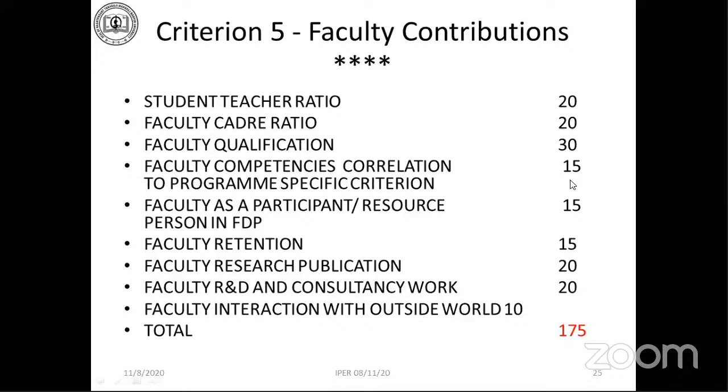This is the most important one, that is the faculty contribution. Whenever we are going for faculty contribution, most of the times here the things are associated with the management, because the appointment of the teachers and further subsequent things are associated with them. And we are saying here that the student teacher ratio, faculty cadre ratio, faculty qualification, faculty competencies correlation. So all these different points are there, for which different points are given, with the total of 175.